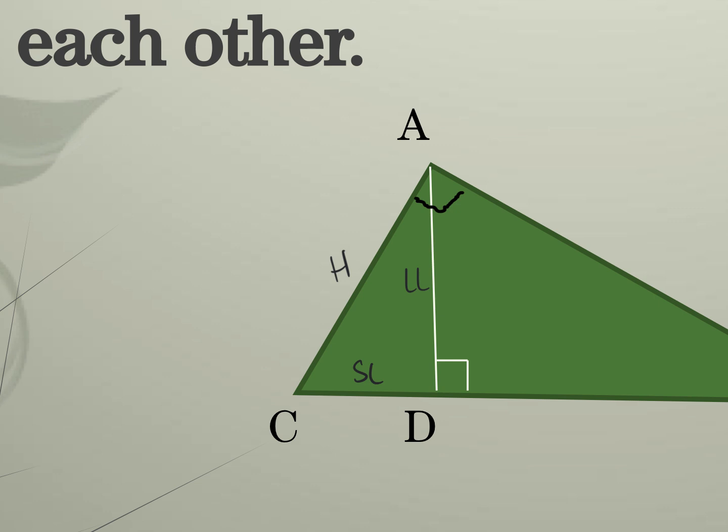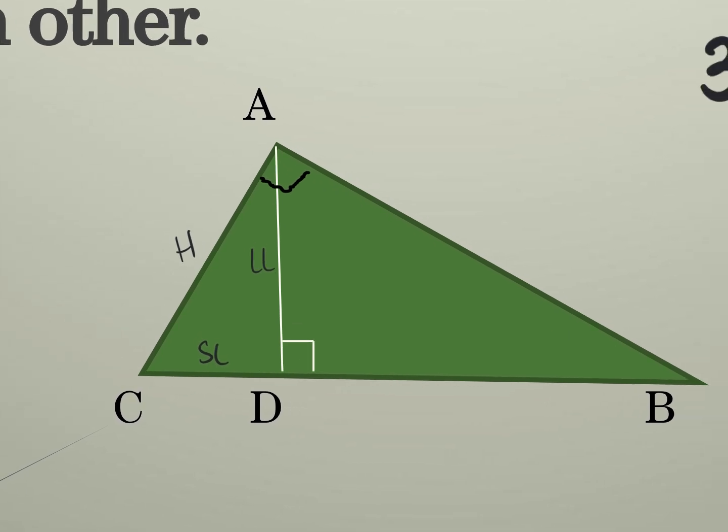Now, I want you to look at ADB. What is your hypotenuse? AB. What is your shorter leg? AD. And what is your longer leg? So hold on. Do you see how AD is being used both as a longer leg and a shorter leg, depending on which triangle you look at? Interesting, right? We will get into why that happens in a little bit later.